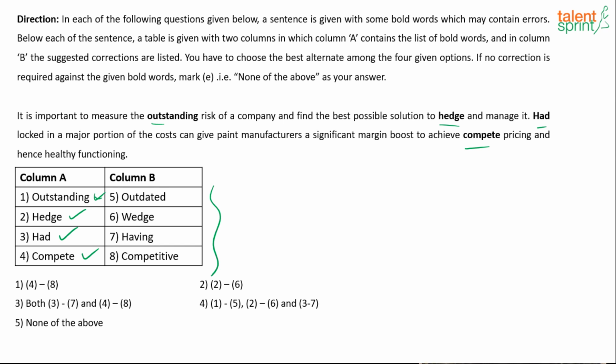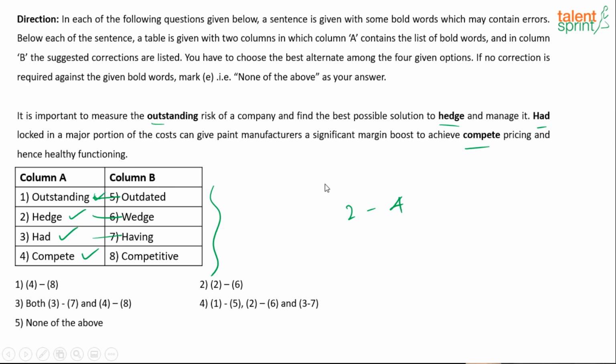You have to choose the best alternate among the four given options. If no correction is required against the given bold words, mark E, none of the above as your answer. Okay, so if there is any correction required, you are supposed to make the correction and then mark that as your answer, that you're changing it from 2 to probably 4 or something like that, or 2 to 5. But you can only make corrections with the words that are adjacent to each other in those two separate columns. Okay, you cannot go all haywire. You cannot make it outdated, so 4 cannot go with 5.